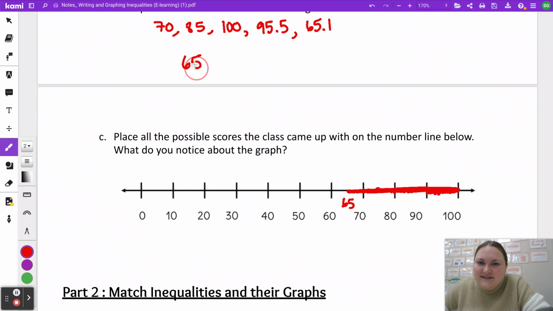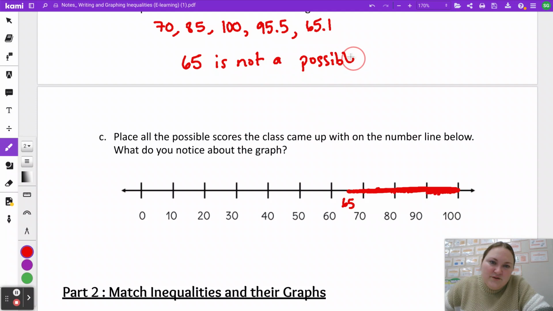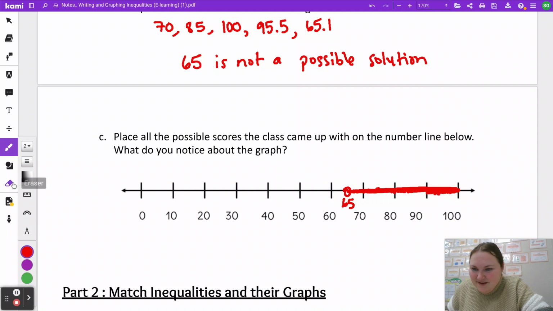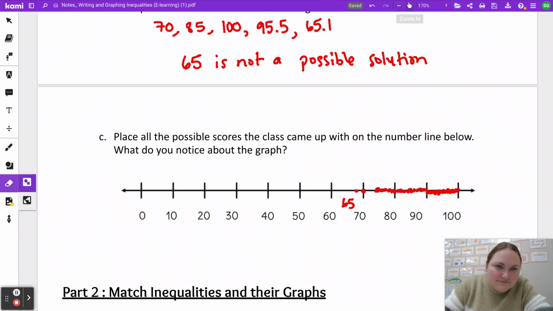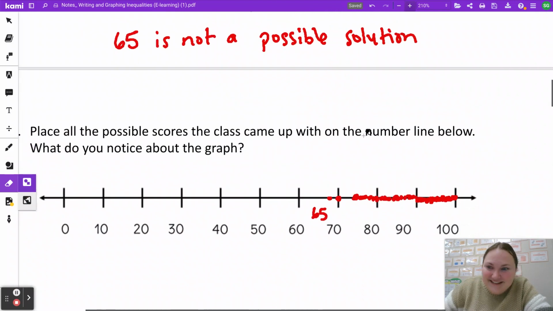I'm going to write that down up here. 65 is not a possible solution. Remember, solution means answer. So 65 is not a possible answer. It's not a possible retake score. The way we show that on our graph then is we want to show 65 is not a solution. 65 is not colored in. I'm coloring in all of these different numbers her retake score could be. To show 65 is not a solution, we do this right here. And let me zoom in just to be really clear what I'm putting there.